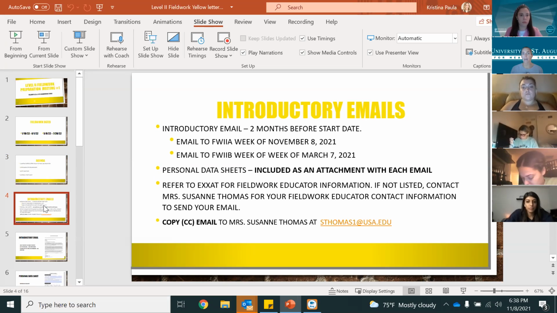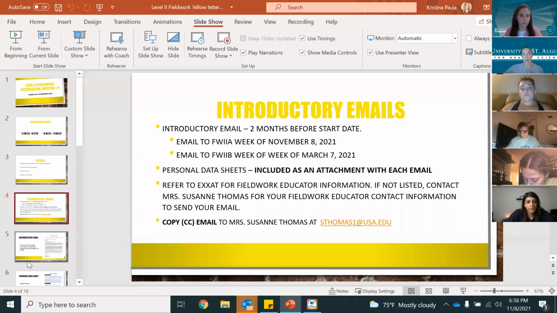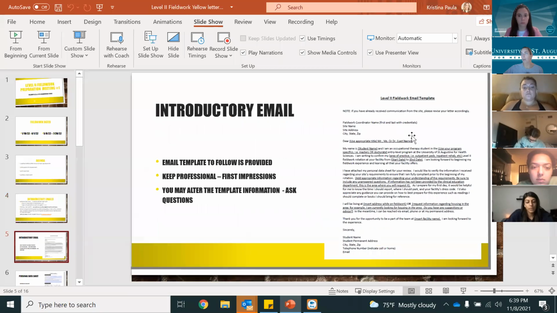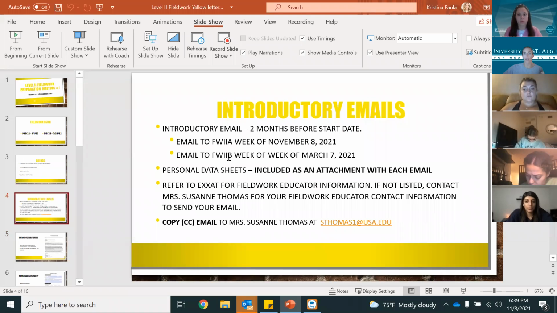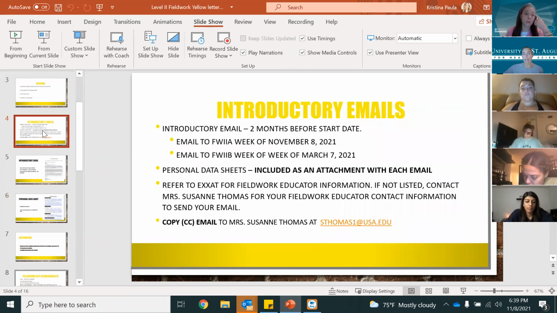In your introductory email, that was attached to the invite. It's in the invite, but we also have it over here. I'll show you in a little bit. But this is what the introductory email template looks like, and it's also attached to the email, and you can modify it and then submit it. So in that personal email, you're going to also include your personal data sheet, which is also attached. That's this one. So this one you can go in and put it in, and we'll go over what each one is. But that's what you're going to be sending before the end of the day Friday.